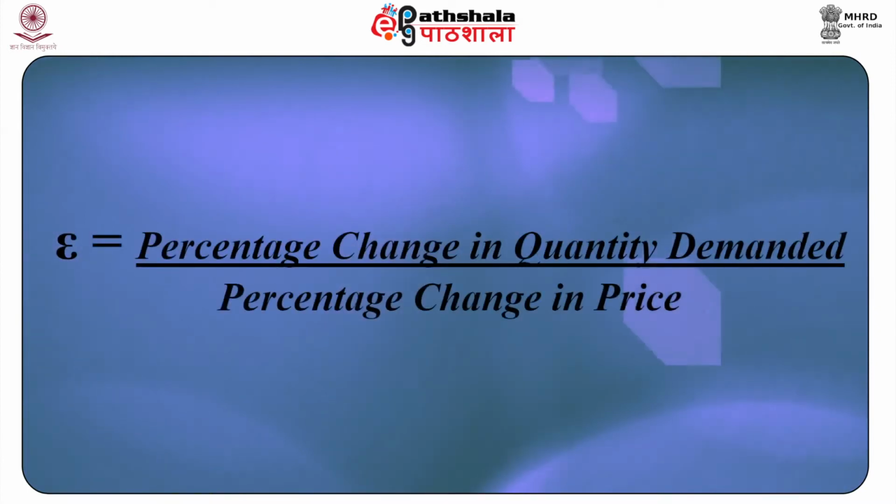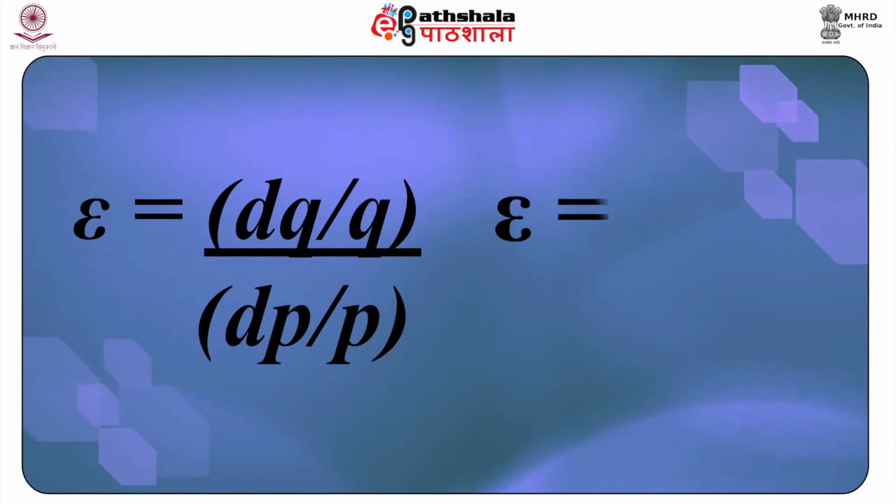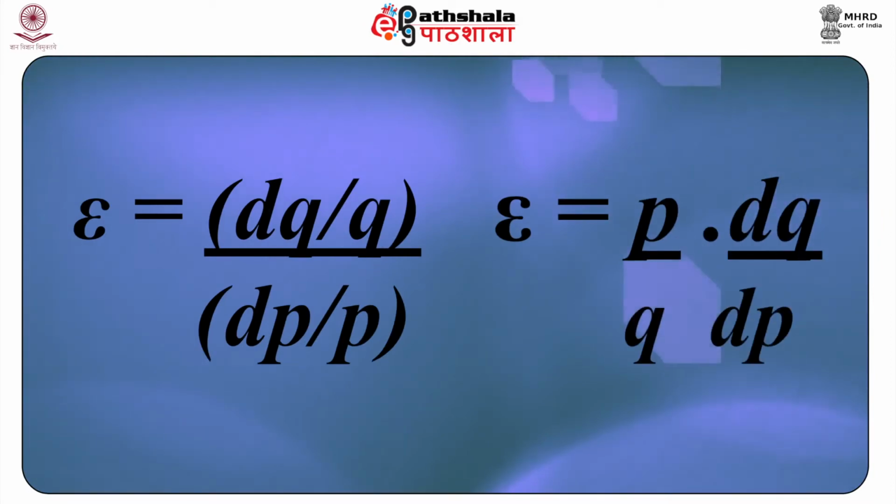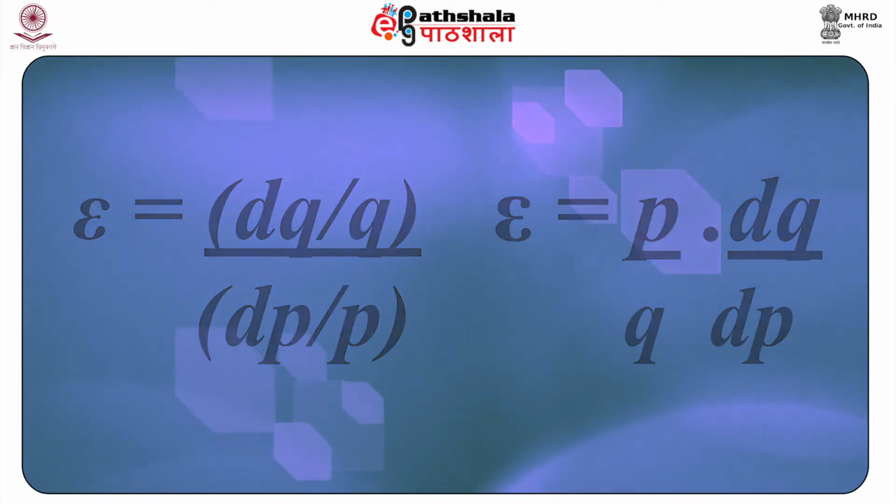The formula for price elasticity can be written as percentage change in quantity demanded divided by the percentage change in price, which may also be written as dq by q divided by dp by p. Note that the law of demand implies that dq by dp is negative, while p and q are positive. So, with negatively sloping demand curves, elasticity would be a negative number. In some contexts, it is common to introduce a minus sign in the formula to make this a positive number.